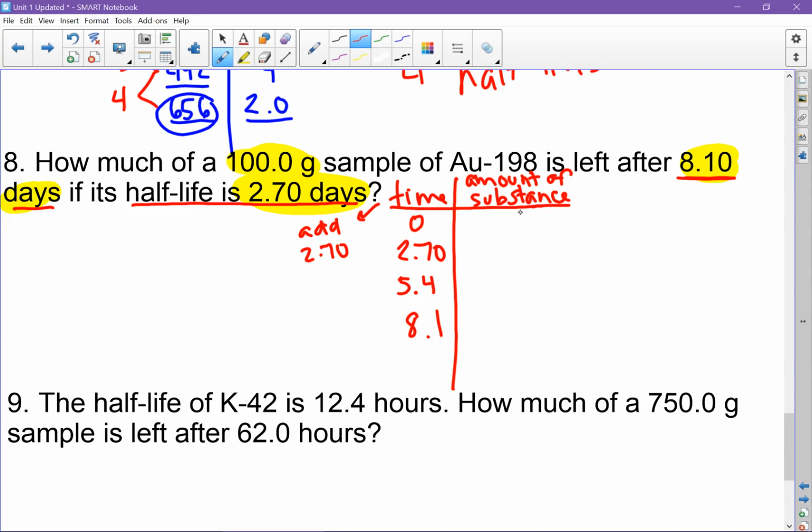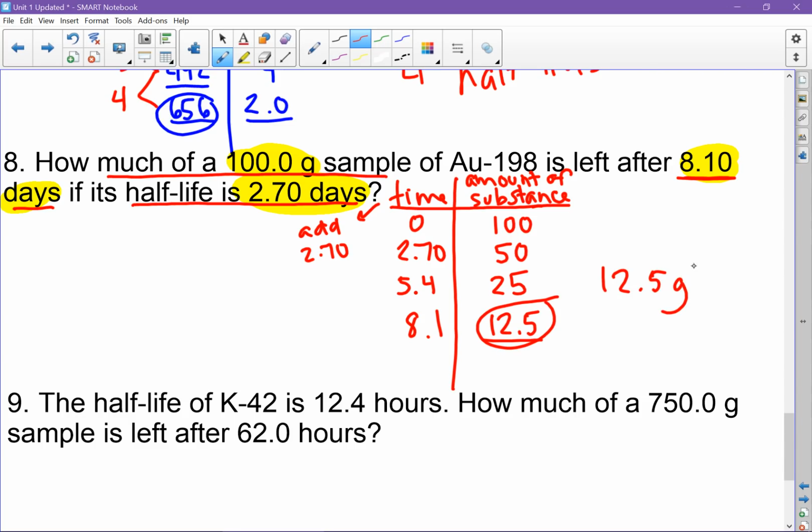So now we're just going to figure out the amount of the substance throughout that process. It says how much of this sample is left. That means I started with 100 grams. I want to know how much I ended with down here. So take this 100 and just divide it in half. 50 after this amount. Divide it in half again, you get 25. Divide it in half again. We end with 12.5 grams. That's the answer. If they asked you for half-lives, from here to here was 1, here to here was 2, here to here is 3 half-lives.